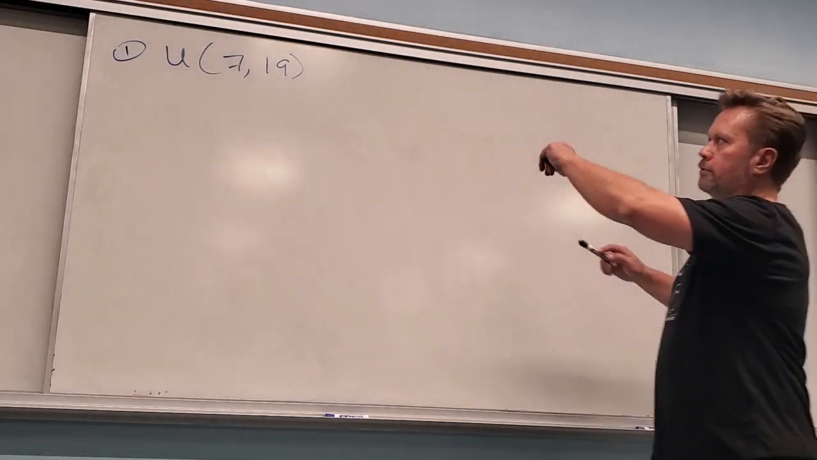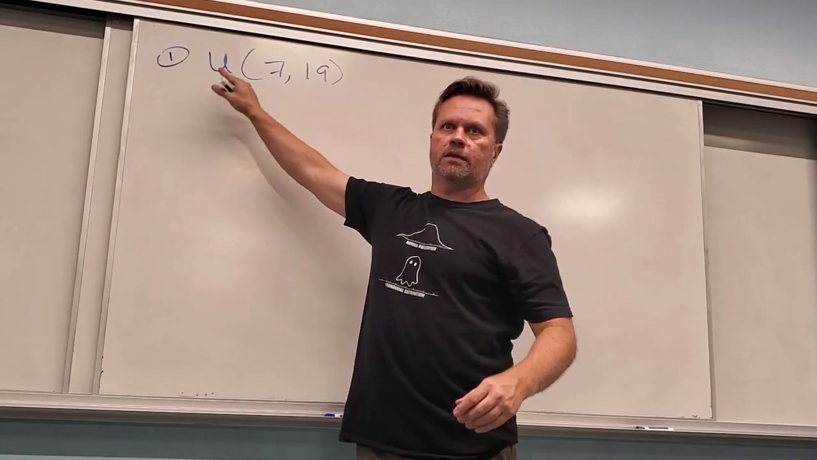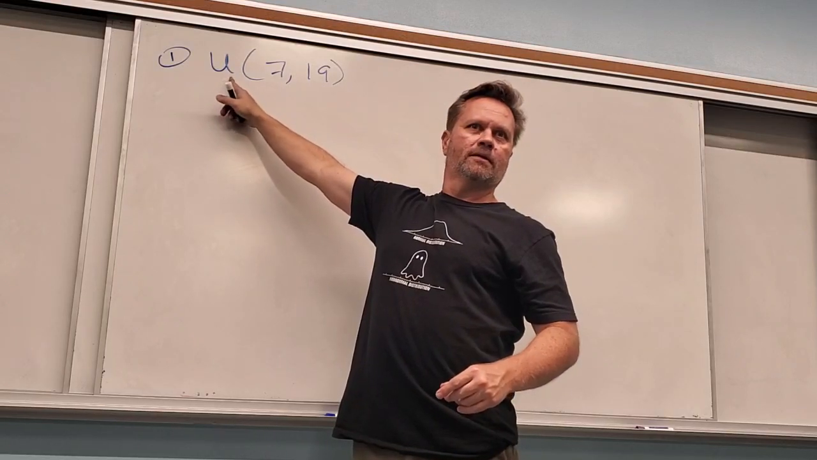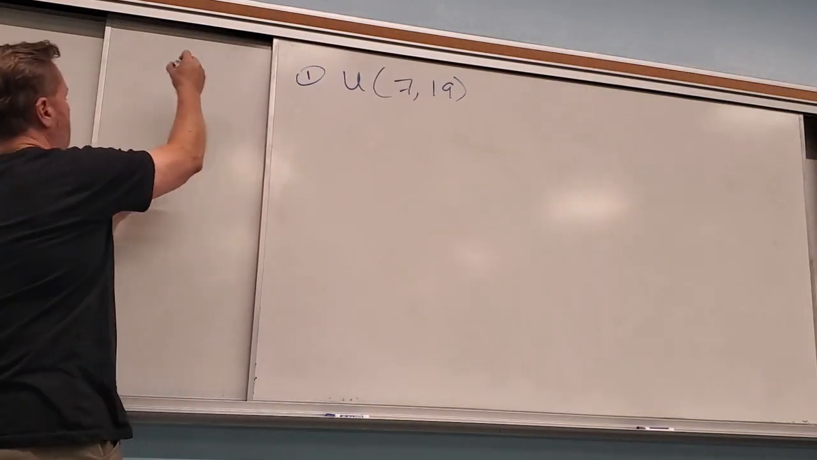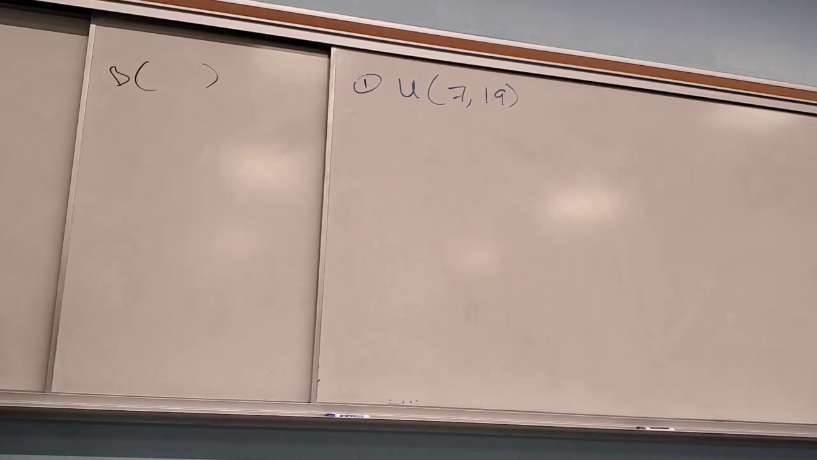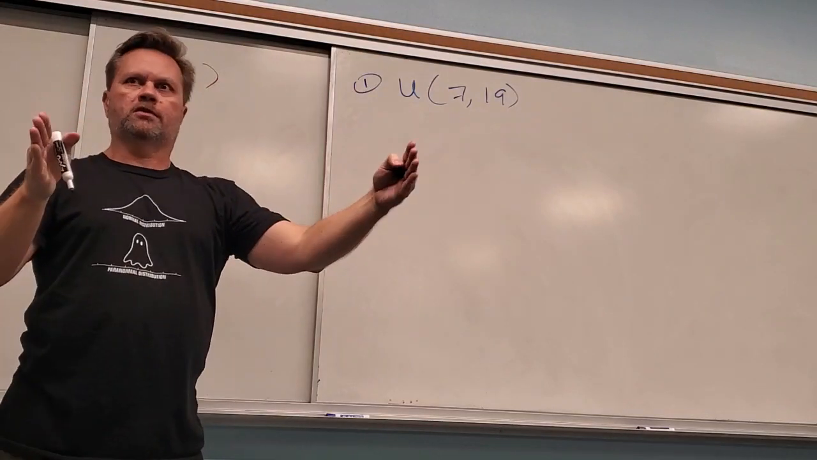So real quick, what you'll see in the book loves to use this kind of notation. So what do you think this means? Uniform, I love it. So another one you'll see is like B something. What do you think that means? Binomial. What do you think 7 and 19, what's the most important thing to know about a uniform distribution?